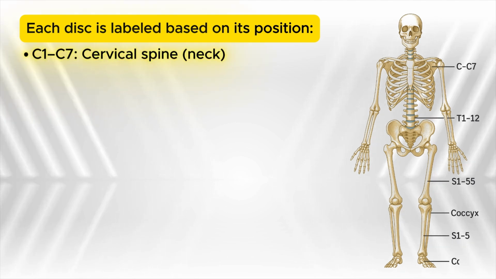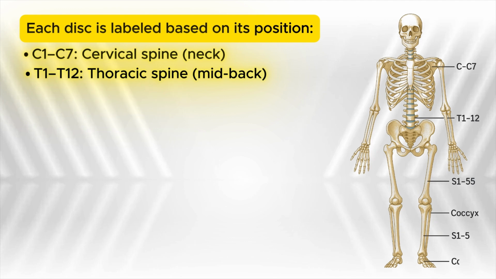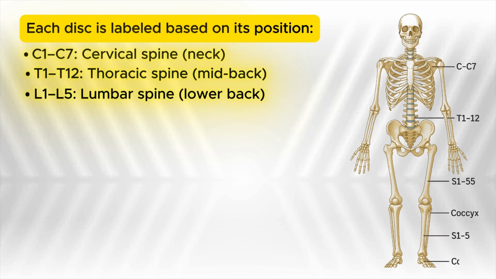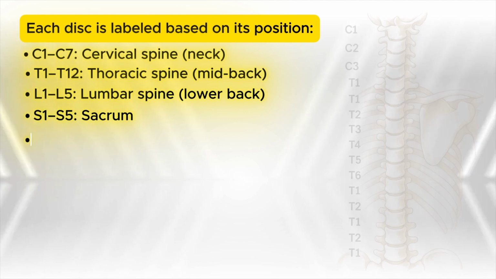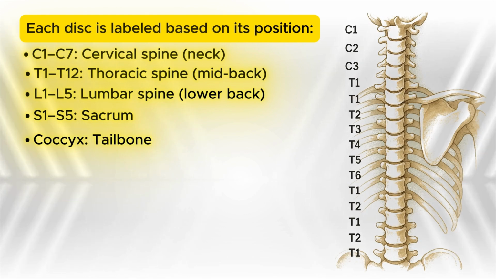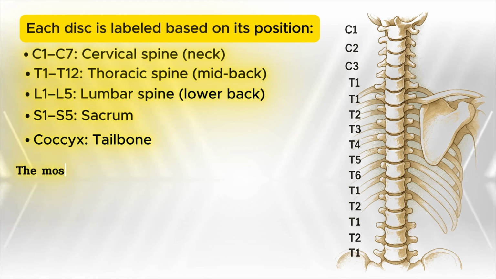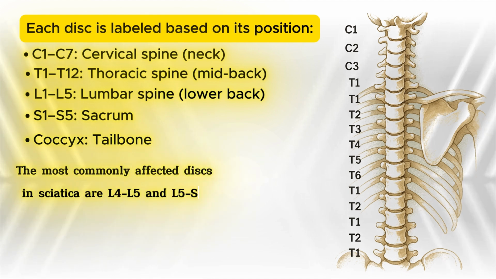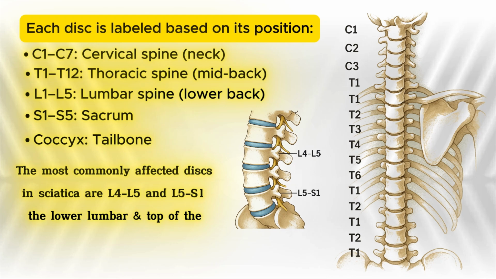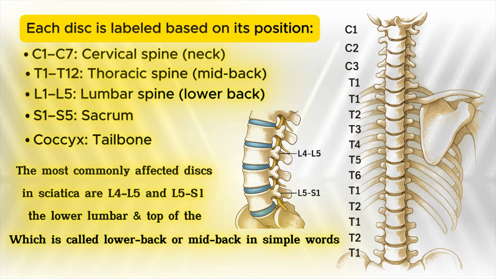Each disc is labeled based on its position: C1 to C7, cervical spine, neck; T1 to T12, thoracic spine, mid-back; L1 to L5, lumbar spine, lower back; S1 to S5, sacrum, coccyx, tailbone. The most commonly affected discs in sciatica are L4-L5 and L5-S1, the lower lumbar and top of the sacral spine, which is called lower back or mid-back in simple words.